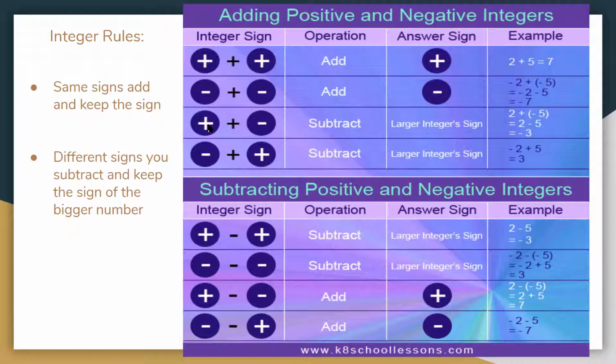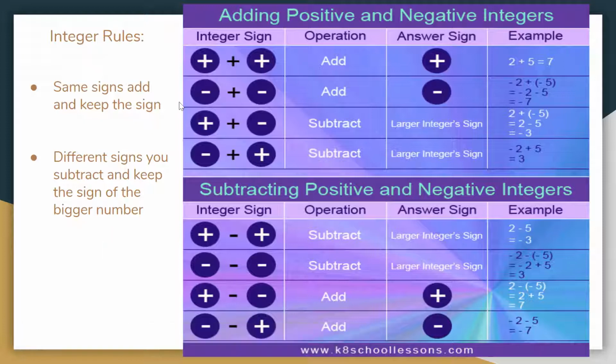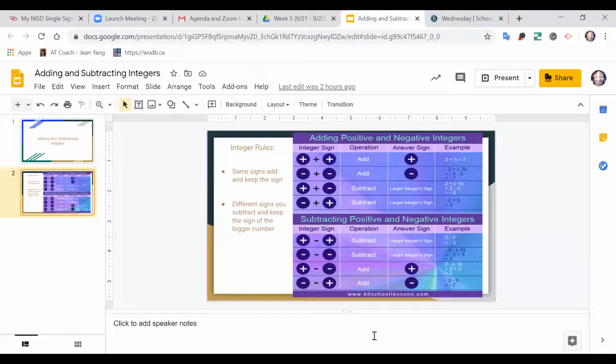So if your positive number is bigger than your negative number, then your answer will be positive. If your negative number is bigger than your positive number, then you will keep the negative. And you're probably like, what is she talking about? And it's the reverse down here with subtraction. So it's actually easier to show you than to say it like this, but this is the rules. Same signs, add, keep the sign. Different signs, you subtract and keep the sign of the bigger number. So let's see what we're talking about with this.